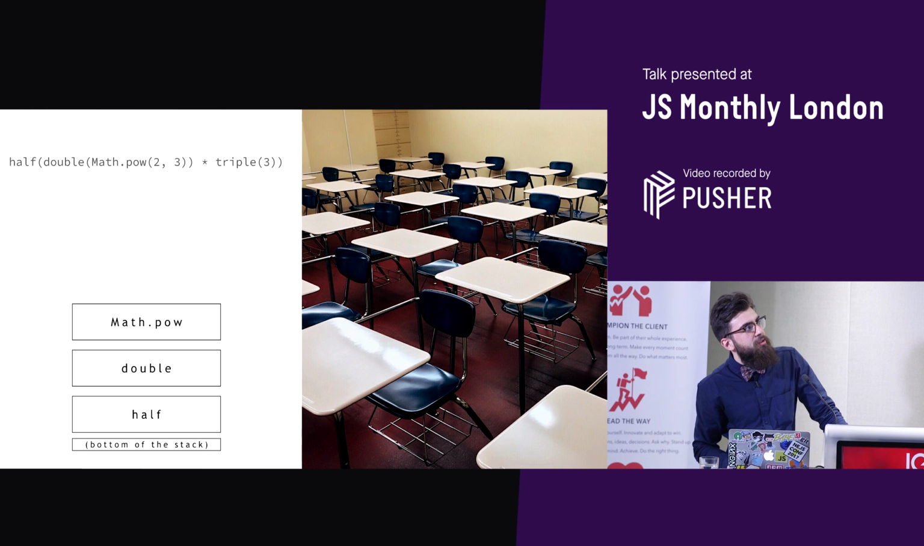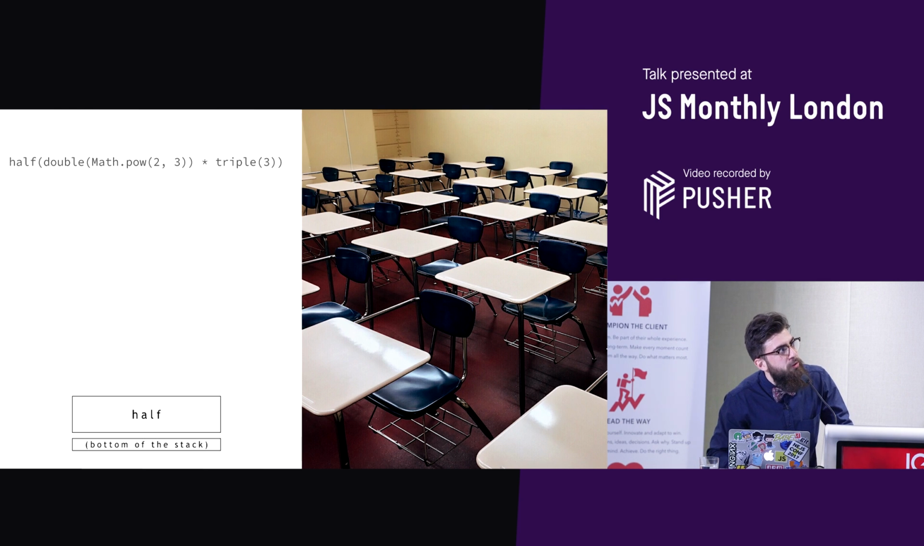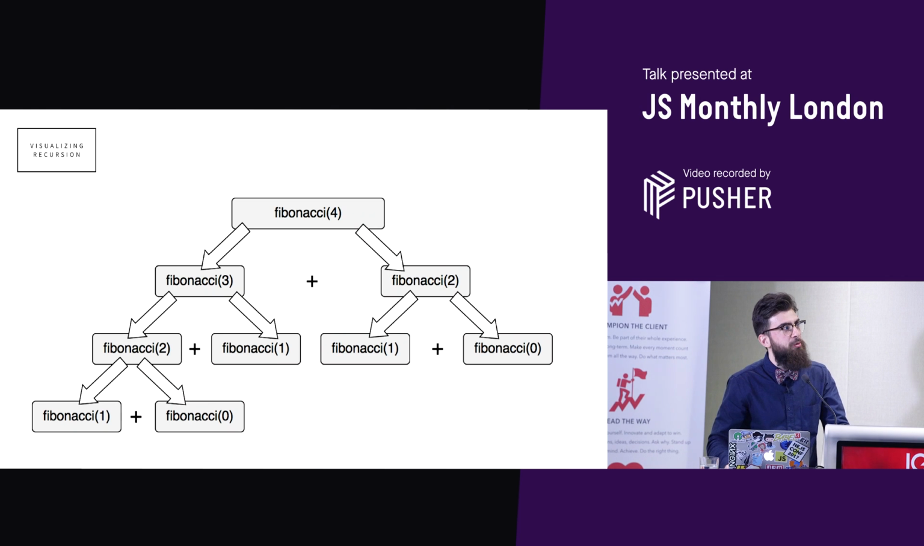Once that returns the result, we can actually calculate double. And then once double is calculated, we get back to half. And now we find triple. So we stack another call to triple. And once we get back the value of triple, we have both values inside the half expression. So we can just calculate half and get to the bottom of the stack, right? That's how the stack works.